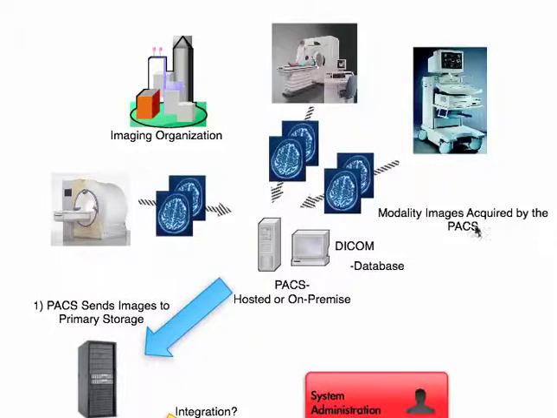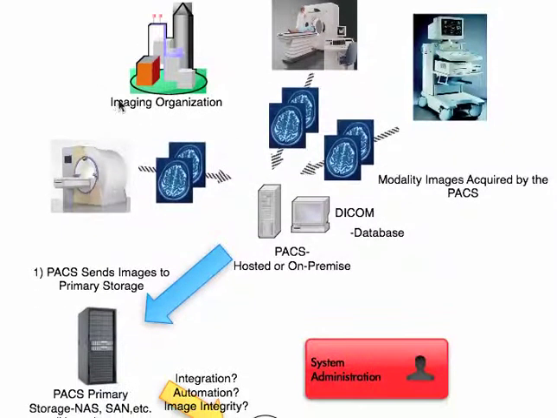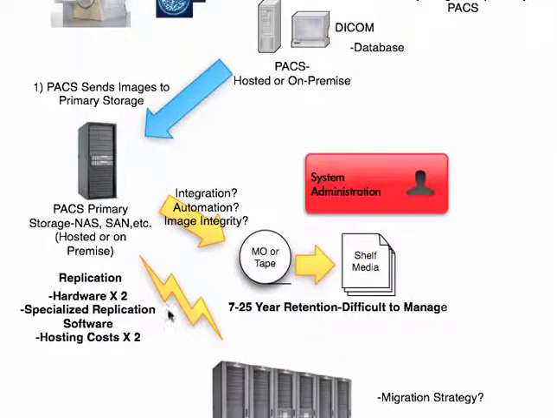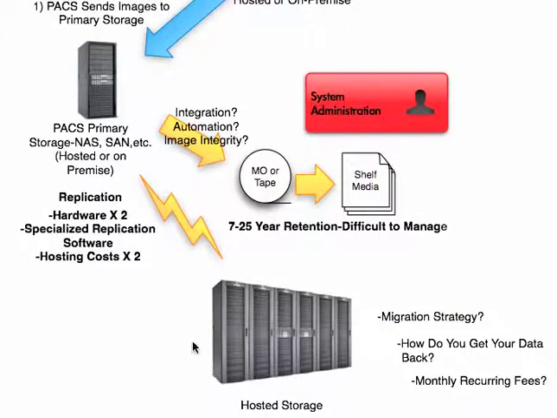So we look at the typical imaging environment, where you've got the imaging organization with the different modalities acquiring study data on the PACS, and you've got a primary storage paradigm here. You've got, of course, the replication requirements for business continuance in the security rule, and of course you've got the very difficult task of maintaining these 7 to 25-year retention cycles. So it's just a very complex and difficult storage paradigm to manage and maintain.